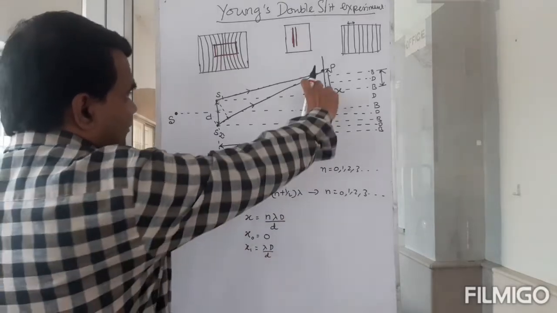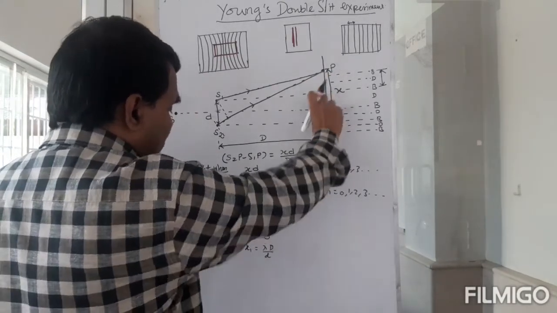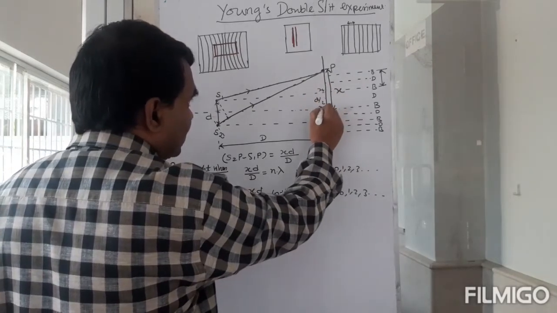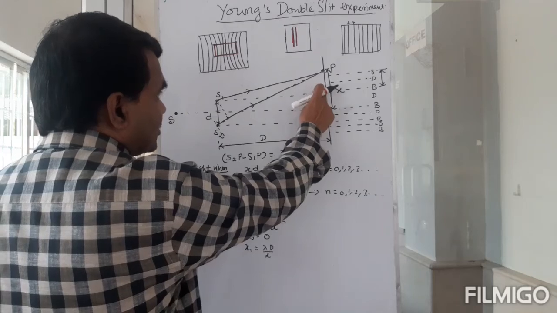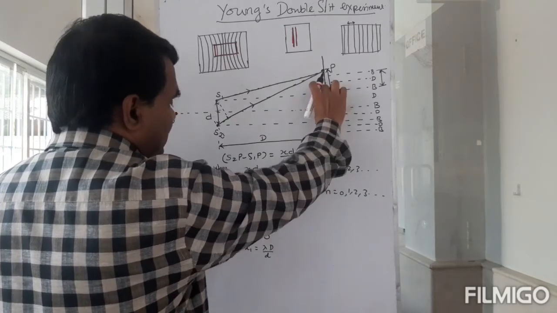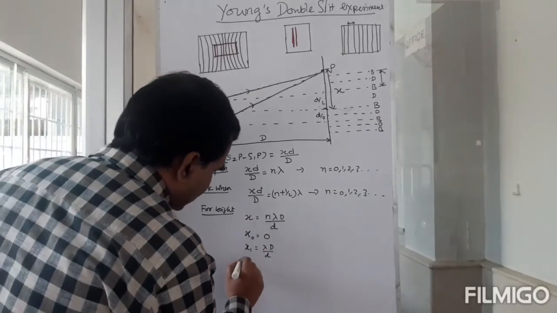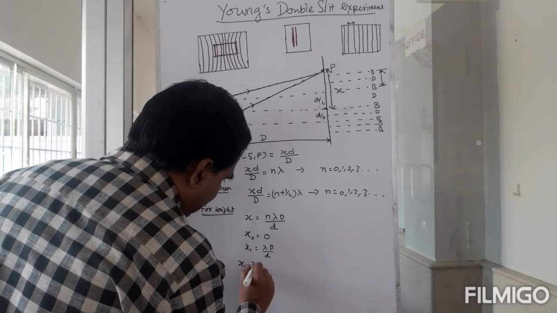Okay, what is the fringe width? The fringe width is going to be the position of x1 and then the position, I should say, the position of P here and the position of P here, so this distance, that is your fringe width. So that is what is called, say, x1 minus x0.